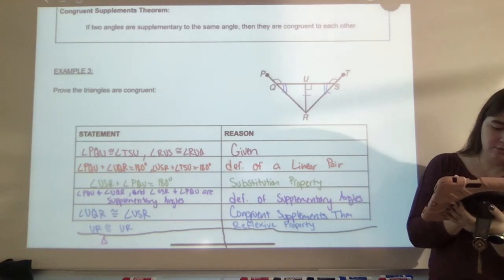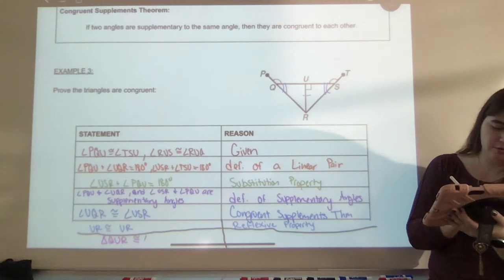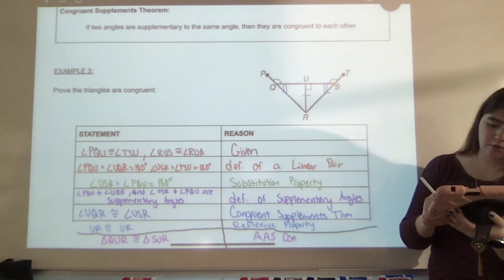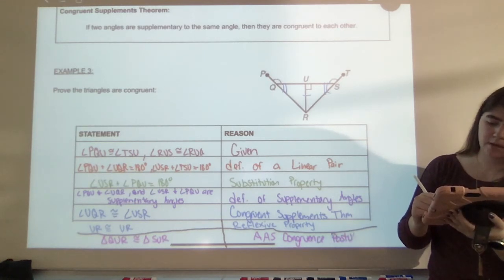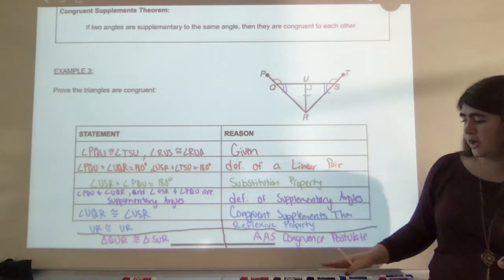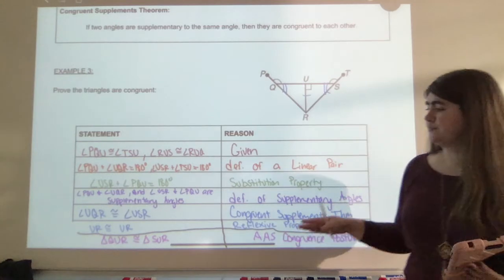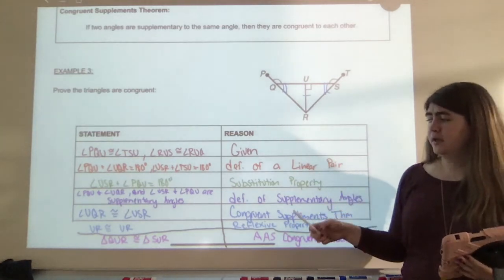triangle QUR is congruent to triangle SUR by the angle, side congruence postulate. Eventually we're going to be taking a shortcut and we're just going to write AAS, and that's all you'll have to put in there. So this is the whole proof.